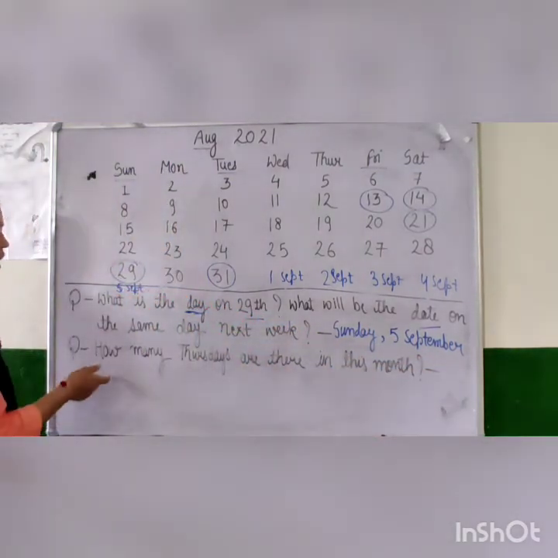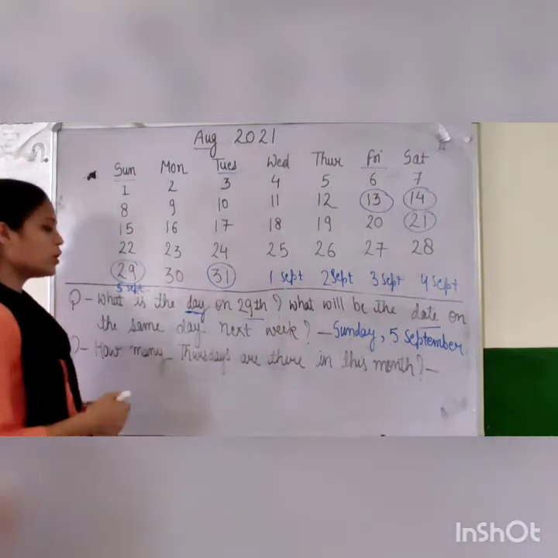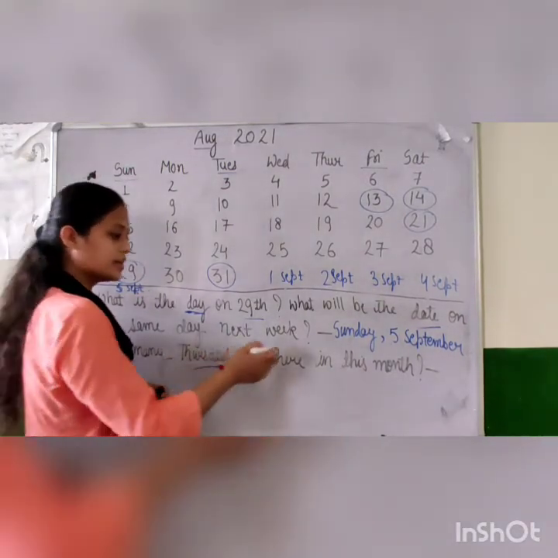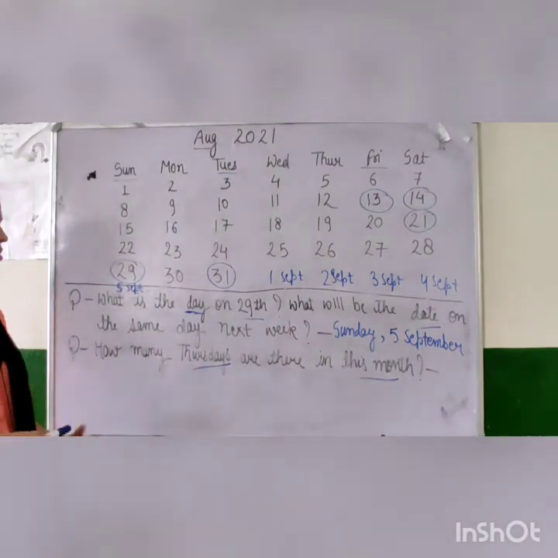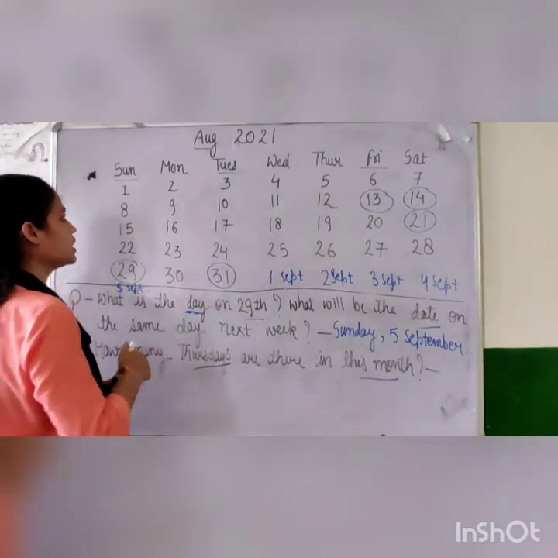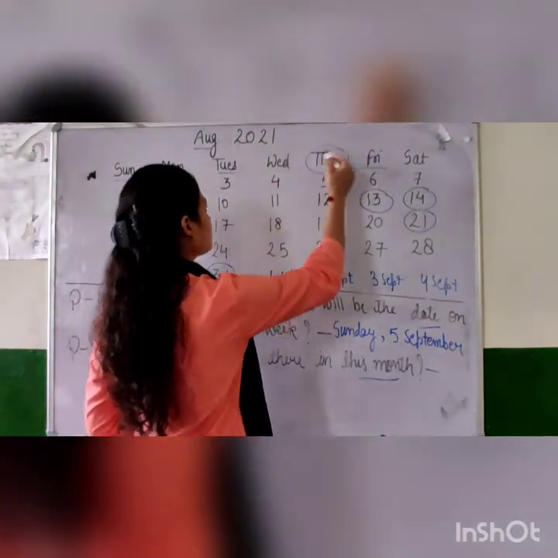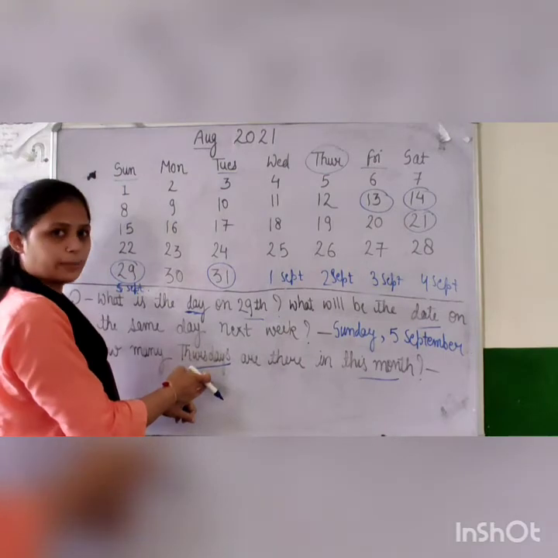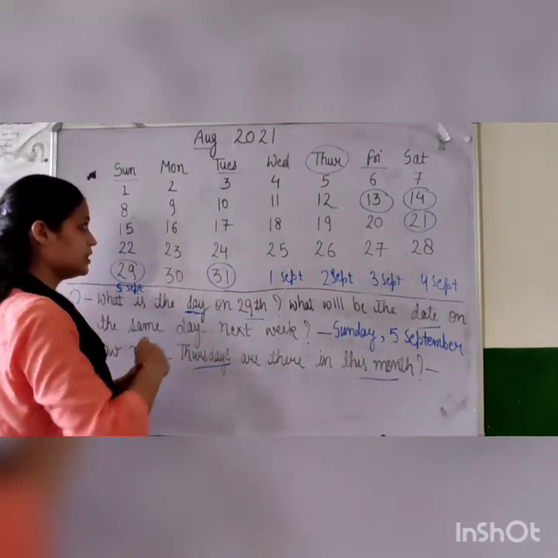Next question is, how many Thursdays are there in this month? Now we have to tell the number of Thursdays in this month. This month means we are talking about August. So in August, how many Thursdays are there? Let's count the number of Thursdays. Sunday, Monday, Tuesday, Wednesday, Thursday. This is Thursday. This is Thursday. We have to count the total number of days that come on Thursday in this month.